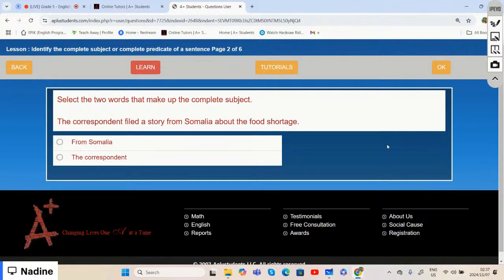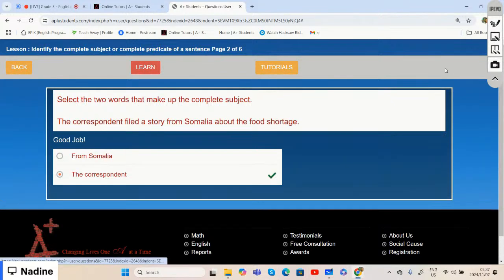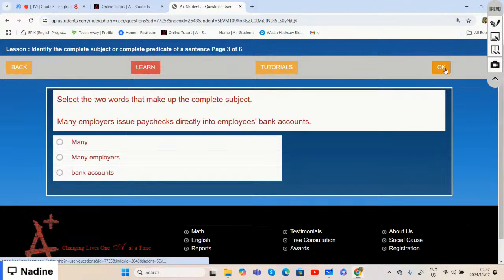And if we were to select the subject within that sentence, then we will go with the correspondent. So the correspondent is the subject within that sentence.